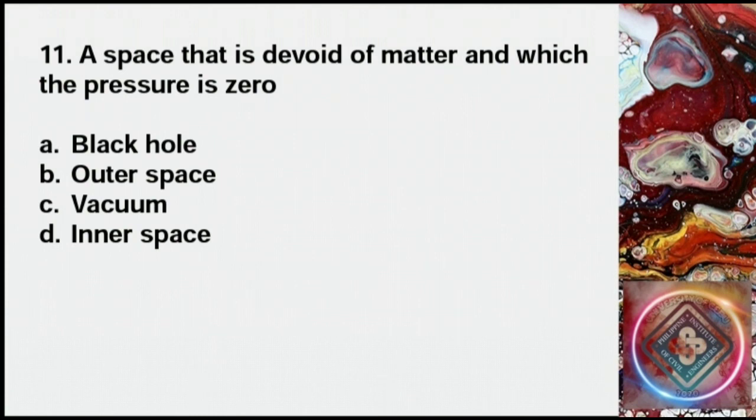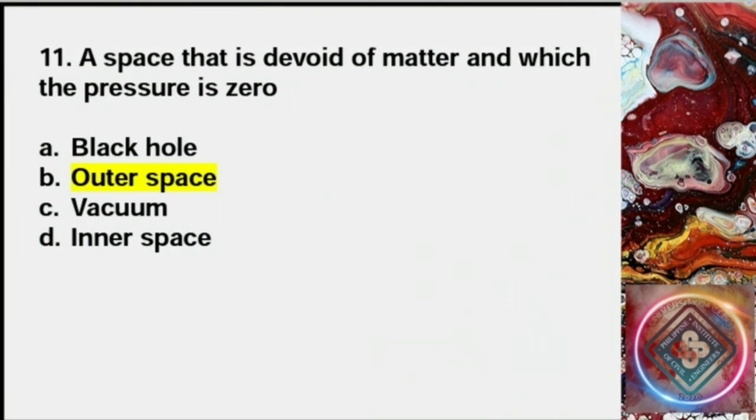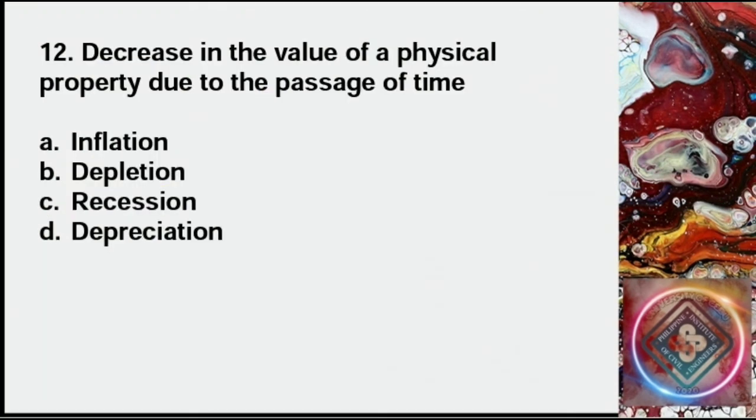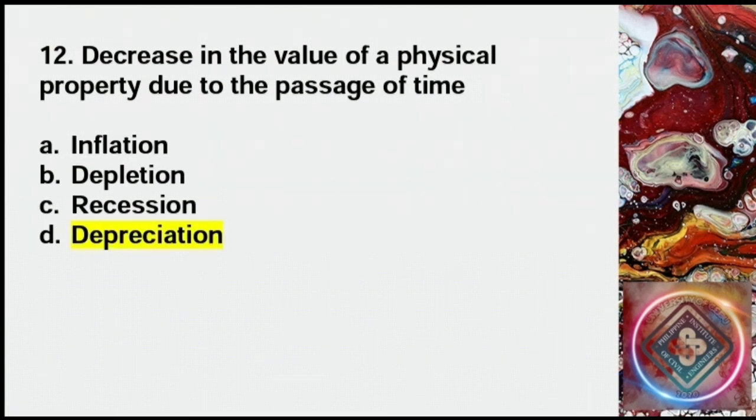11. A space that is devoid of matter and which the pressure is 0. A. Black hole, B. Outer space, C. Vacuum, D. Inner space. B. Outer space. 12. Decrease in the value of a physical property due to the passage of time. A. Inflation, B. Depletion, C. Recession, D. Depreciation. D. Depreciation.